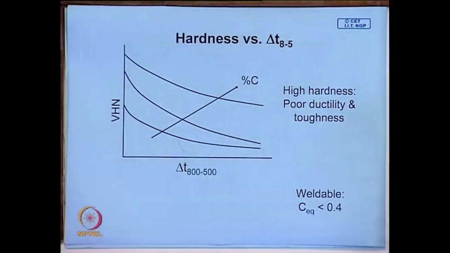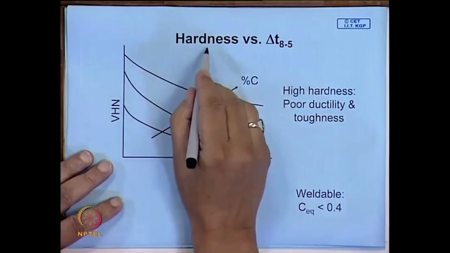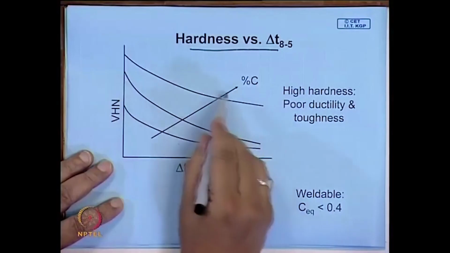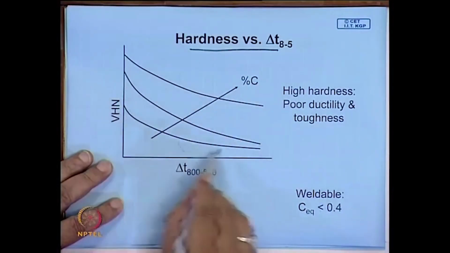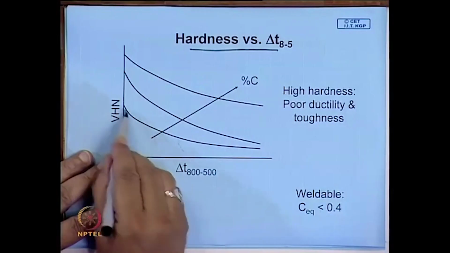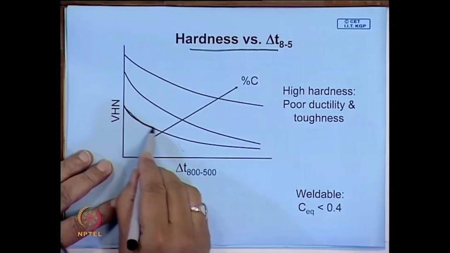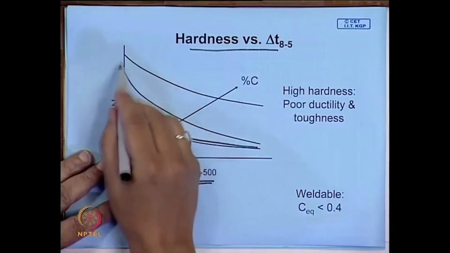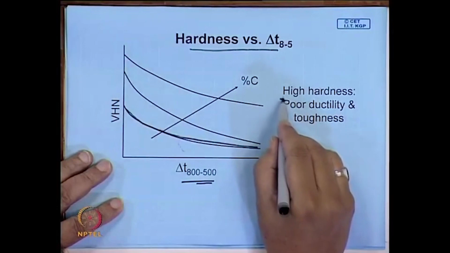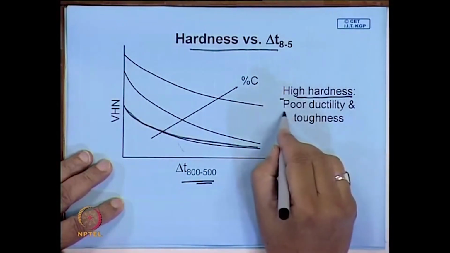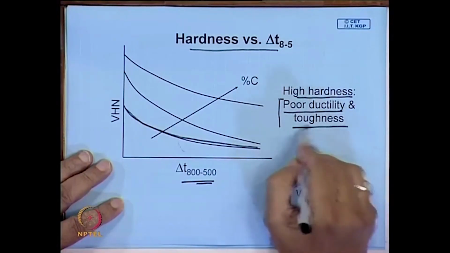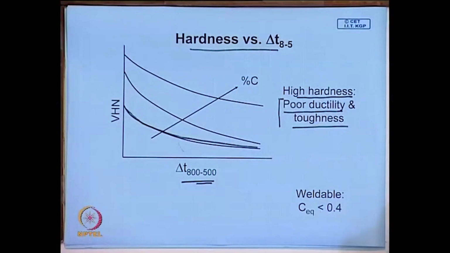And in fact, one such plot is shown over here. If you plot hardness against this, depending on the carbon content of the steel, you will have different types of relationships. Say particularly for low carbon, you get this type of relationship with delta T. With higher carbon, you get higher hardness in that welded zone. So, high hardness will always have poor ductility, poor toughness. So, these are the steels where you get high hardness, and they are difficult to weld.